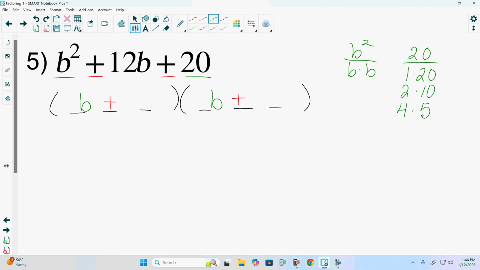Now looking at this here, 1 and 20, 2 and 10, 4 and 5. Which one do we want to try first? 2 and 10. We plug it in and then we're going to check.